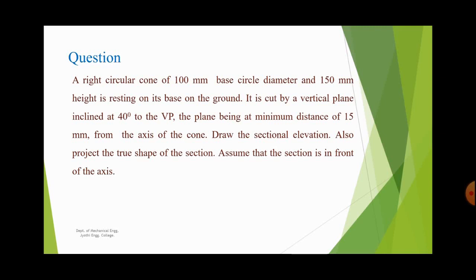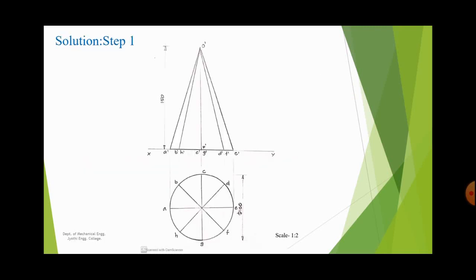So here the question seems to be the dimension is very large, that means 100 mm base circle and 150 height. So let us do the problem in a reducing scale 1:2. So all the dimensions reduce to half other than the angle. Angle remains as 40 degree itself. So let's go to the solution.